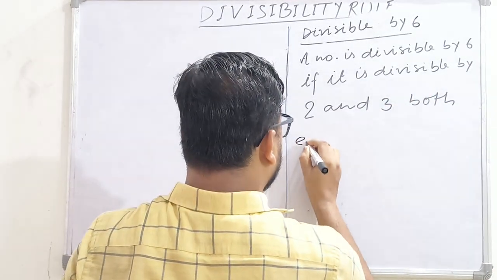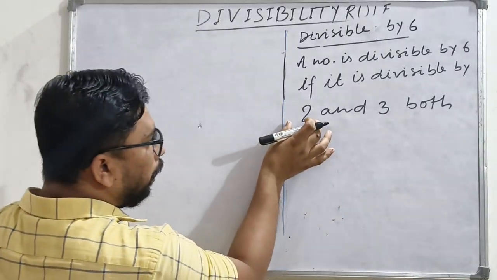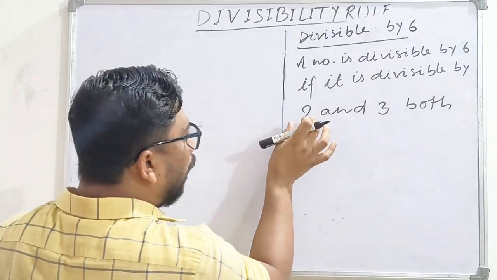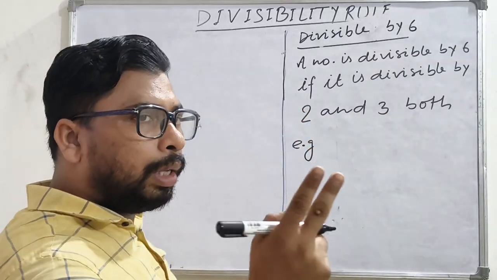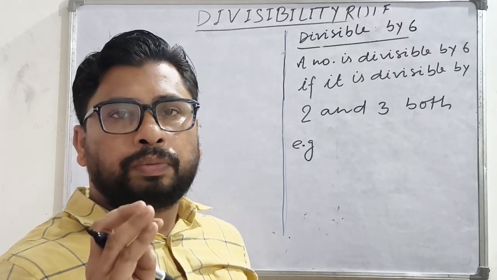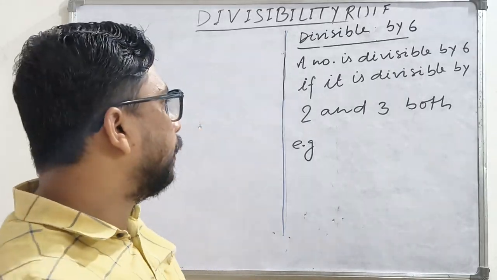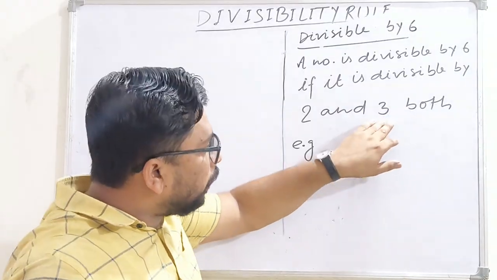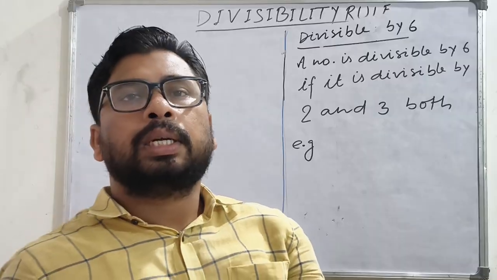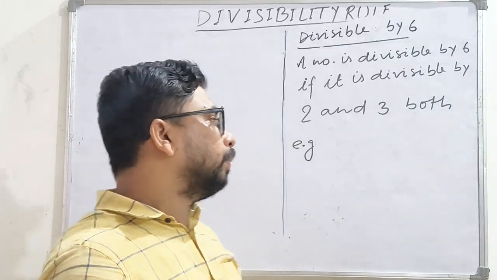For example, as I have already given you the explanation of the divisibility rules by 2 and 3: a number is divisible by 2 if its unit digit is 0, 2, 4, 6 or 8, and a number is divisible by 3 if the sum of all digits is divisible by 3.